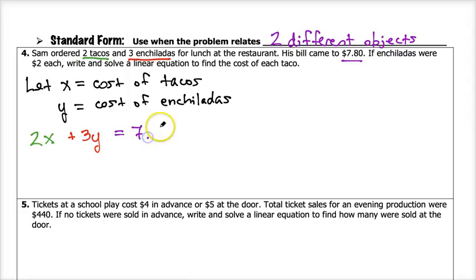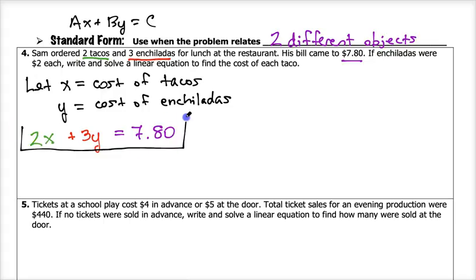So we can write a standard form equation. Again, standard form is ax plus by equals c. That just says 2x plus 3y equals the total cost, which was $7.80. So this right here is your equation, again in standard form.